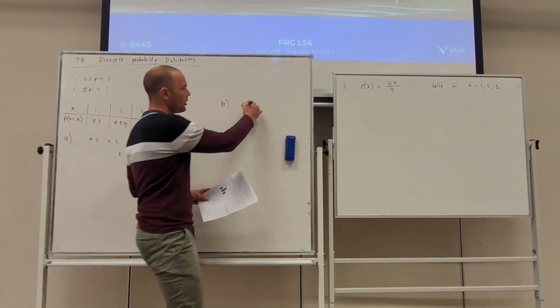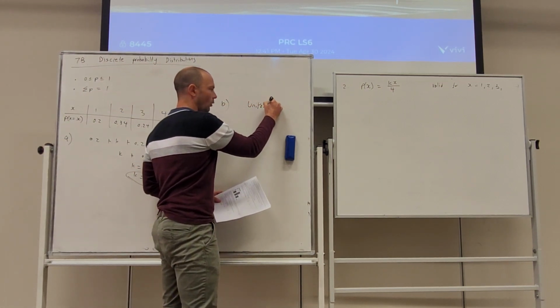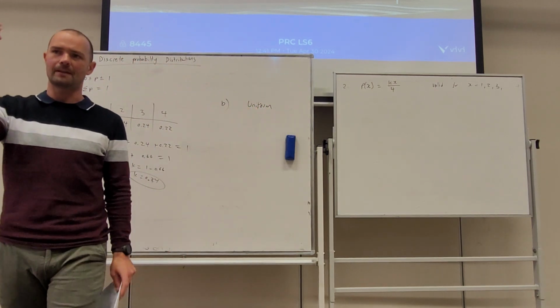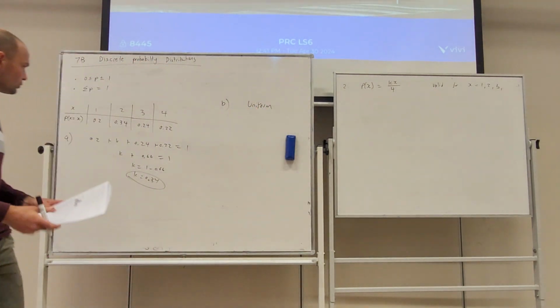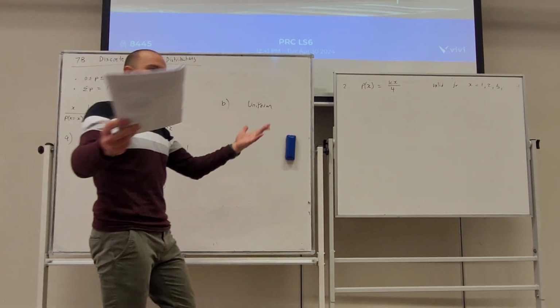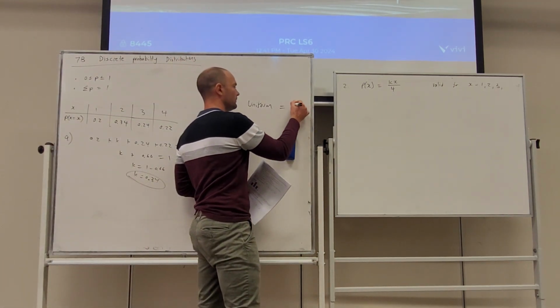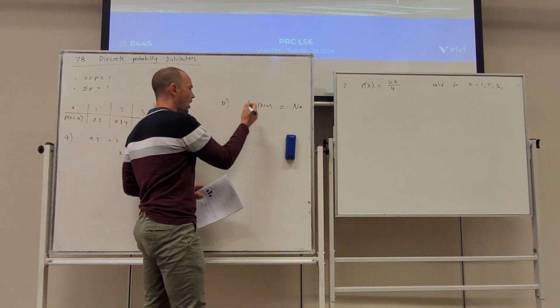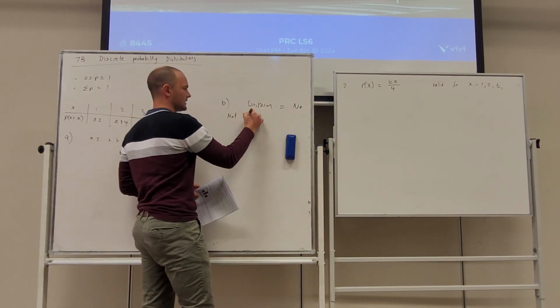Part B, is this a uniform discrete distribution? That word uniform means all the same. All events have the same probability. Do all of these events have the same probability? The answer is no. Uniform, no. Why? Not all events have the same probability.